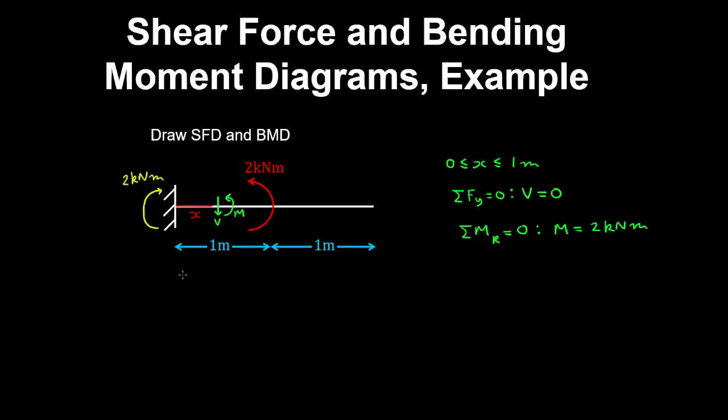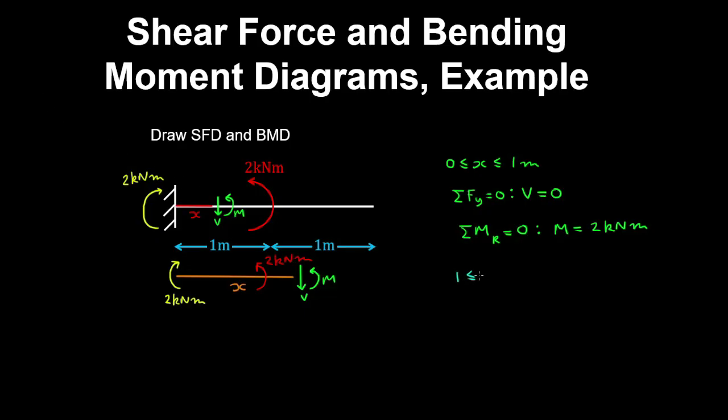Now conversely, if we take the cut section at some distance x from the support and expose the internal shear force and bending moment, well, the moment reaction is going to act on this section, and the externally applied couple is also going to act on this section.